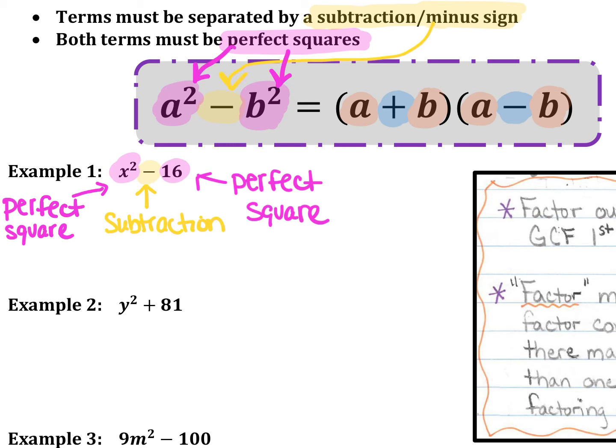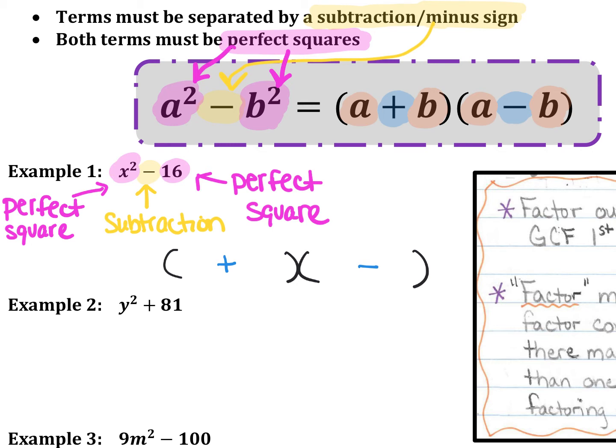Now when we set up our factors, remember, you're going to set up two binomials, and we're going to make one plus, or positive, and one minus, a subtraction sign. So you're going to have one of each. Your binomials will be almost identical. The main difference is the different signs separating the two terms.